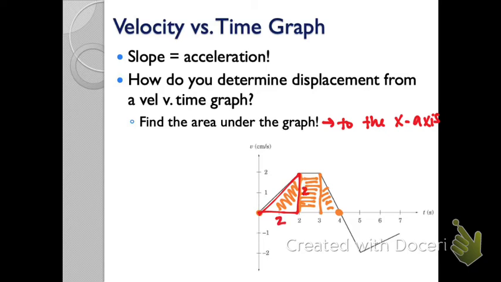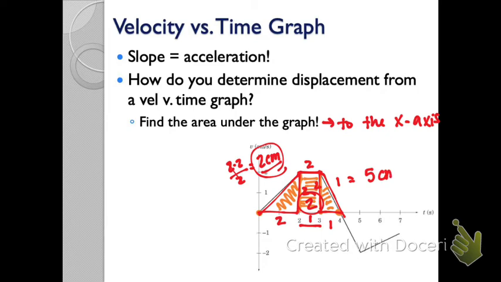1/2 base times height. So this side has a value of 2. This side has a value of 2. So that would be 2 times 2 over 2, which means I moved during that part of my motion 2 centimeters. Okay, during this second of my motion, I'm at a constant velocity of 2 meters every 1 second. So that means I traveled 2 centimeters during that time. So 2 centimeters and 2 centimeters. And now area of this triangle would be 1 times 2 over 2, which would be 1. So that means I traveled a total of 5 centimeters during that time.